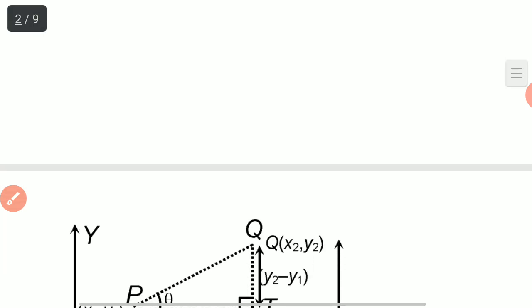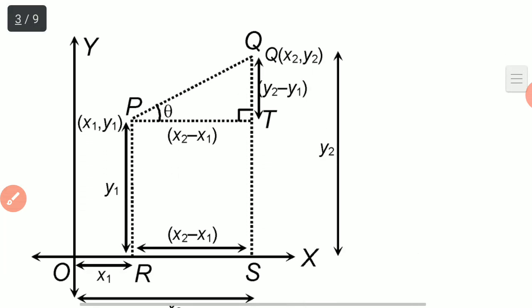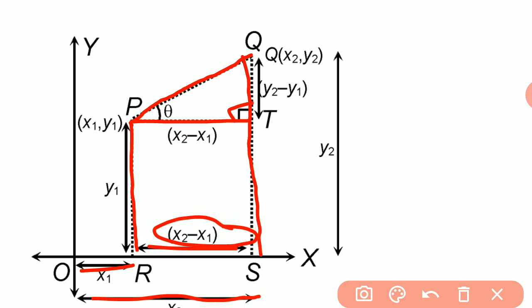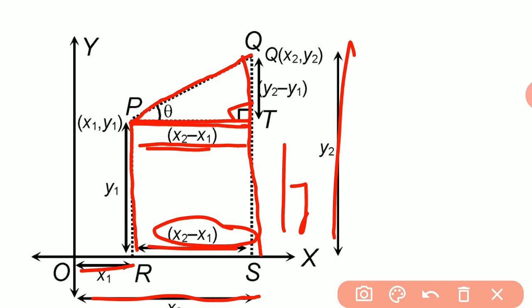Now let's see below in this diagram. Suppose our aim is to find the distance between these 2 points. Then we will draw a perpendicular from Q to the x-axis, and from here to here. This is x1 and this is x2, so this distance will be x2 minus x1. Similarly, this is y1 and this is y2, so this distance QT becomes y2 minus y1.